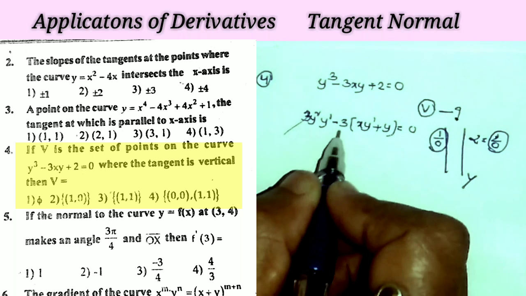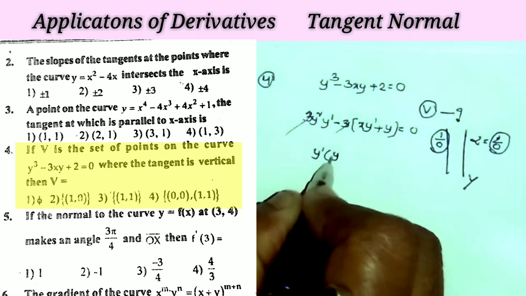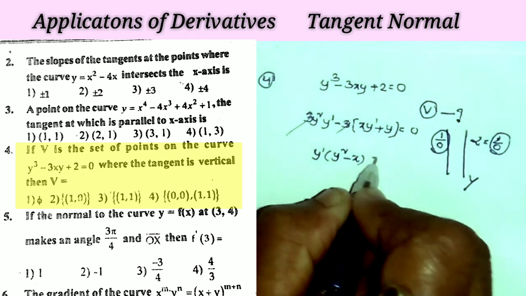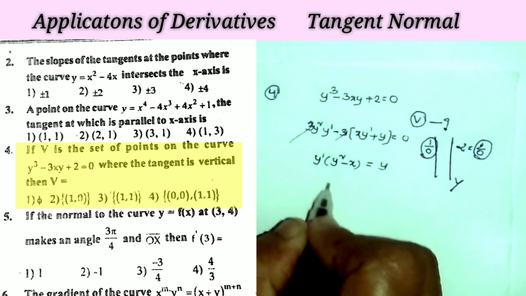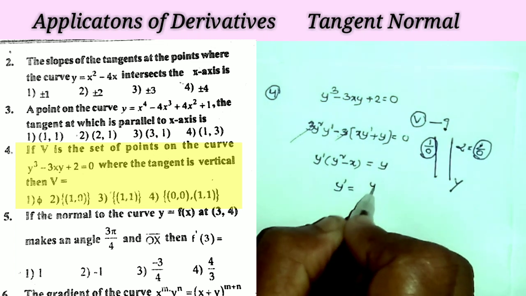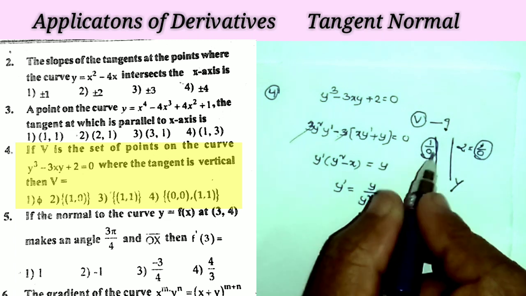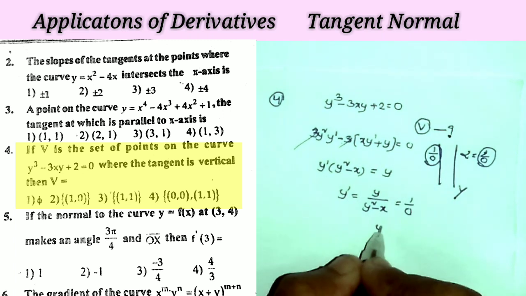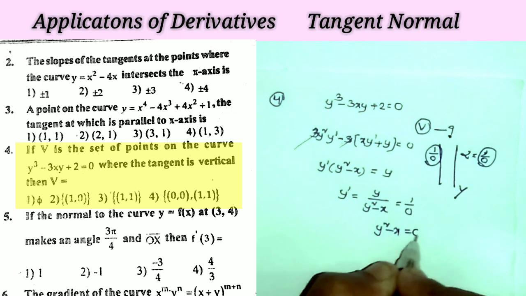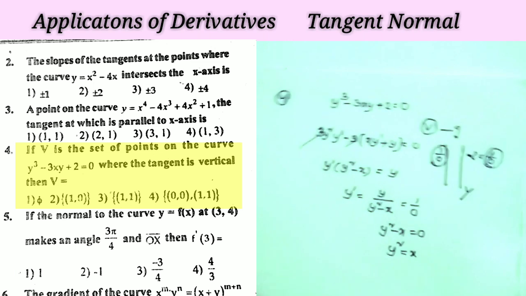2 derivative 0. Now first cancel the number 3 here. Now y dash into y square minus x is equal to minus y. When we write that value to the right side, that becomes plus y. Therefore y dash is equal to y by y square minus x. Okay. But what is given? Slope is equal to 1 by 0. Now taking the cross product, then we get y square minus x is equal to 0. y square minus x is equal to 0, then y square is equal to x.